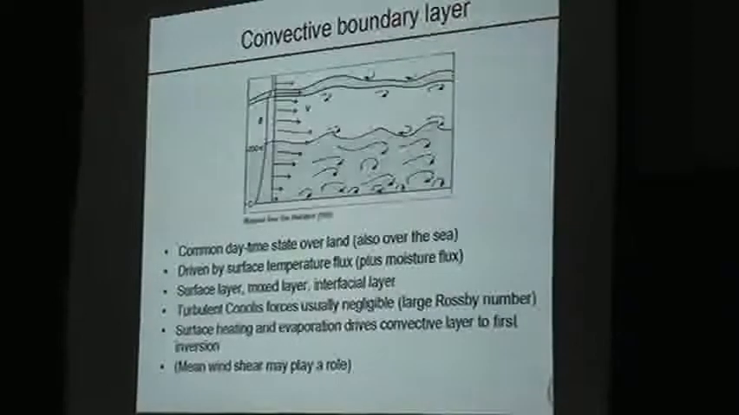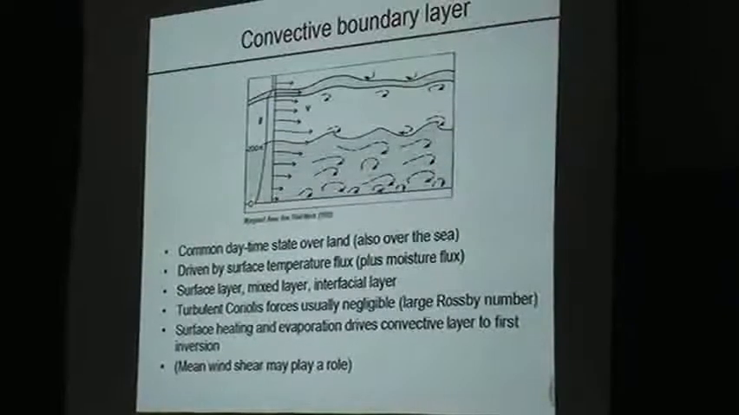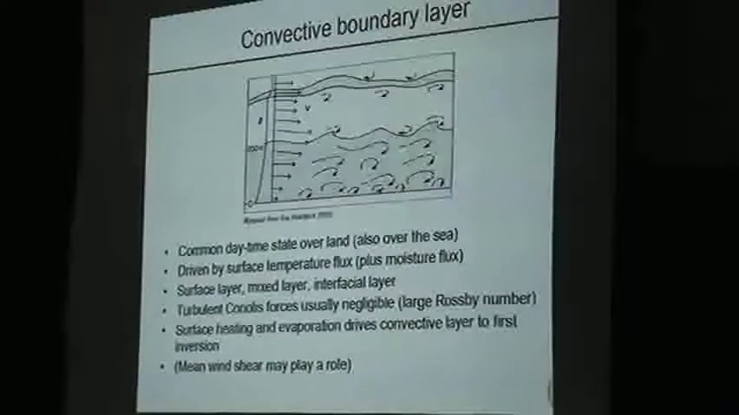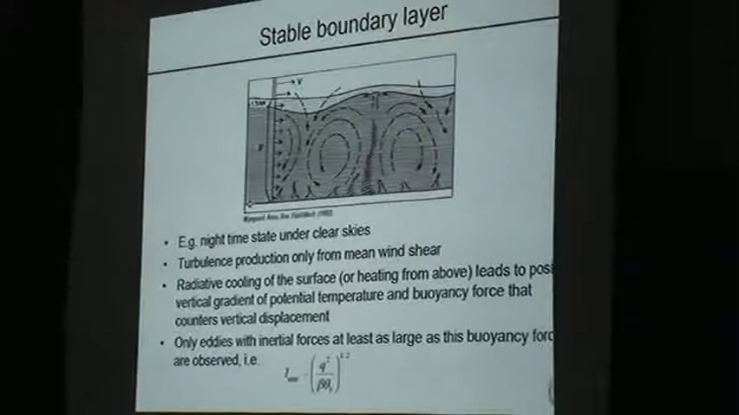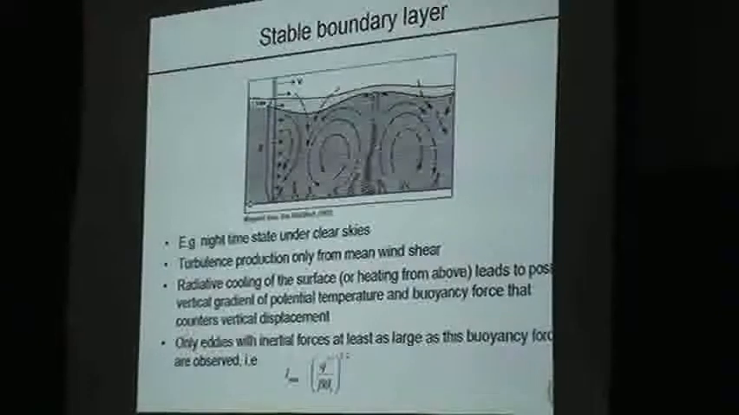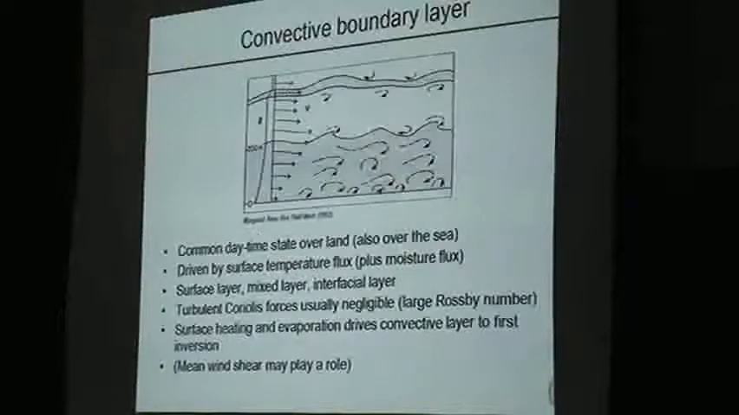The convective boundary there. This is a common daytime state over land, also over the sea, and you can see some large differences here. This is driven by the surface temperature flux. You can see a different structure. Before, we had just one dominant region of the order of a kilometer in height. Here we have three regions: a surface layer region, a mixed layer, and then an interfacial layer between what's going on closer to the ground and what's going on further up into the atmosphere.